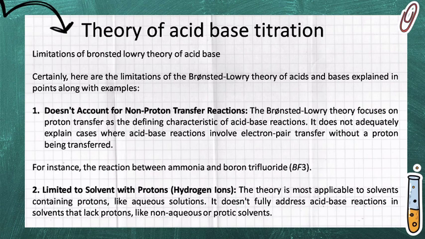Limitations of Bronsted-Lowry theory of acid-base. Here are the limitations of the Bronsted-Lowry theory of acids and bases explained in points along with examples. First, it doesn't account for non-proton transfer reactions. The Bronsted-Lowry theory focuses on proton transfer as the defining characteristic of acid-base reactions. It does not adequately explain cases where acid-base reactions involve electron pair transfer without a proton being transferred. For instance, the reaction between ammonia and boron trifluoride, BF3.